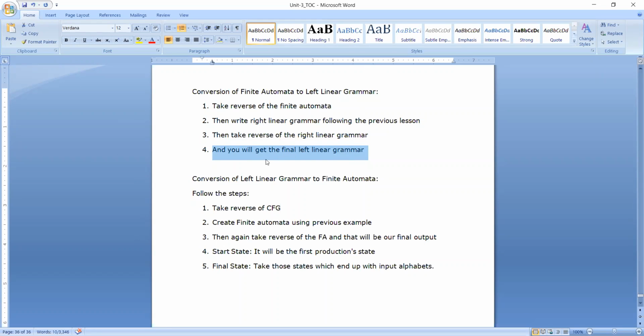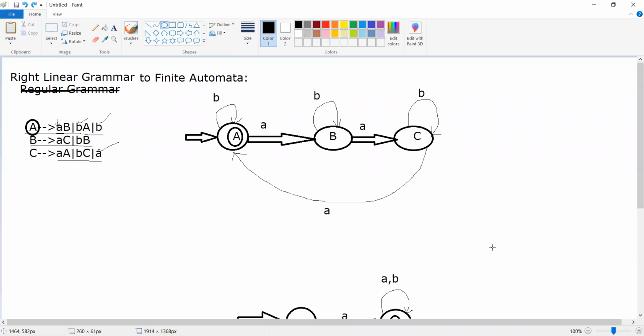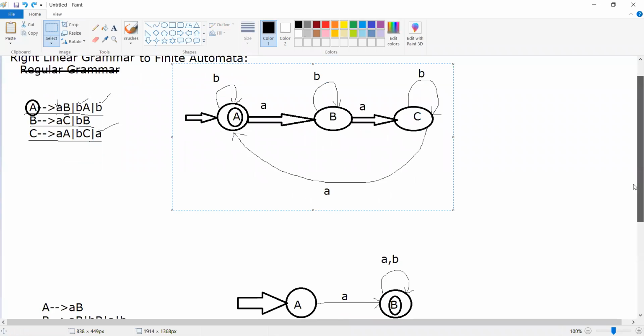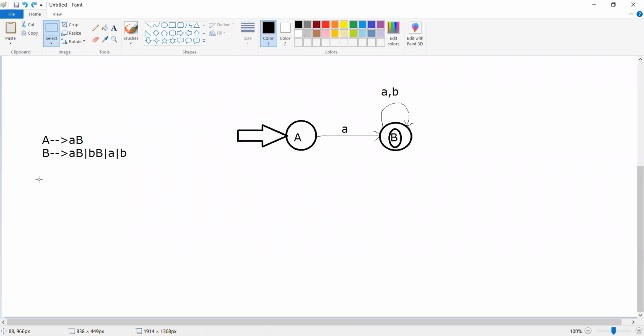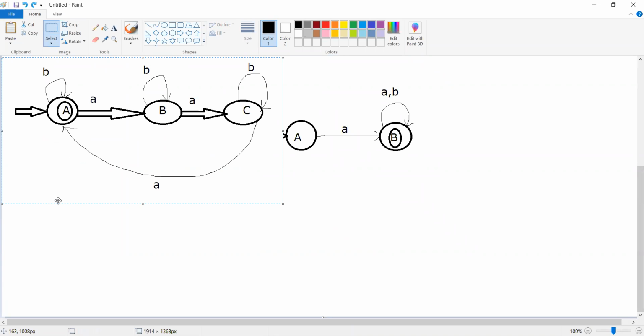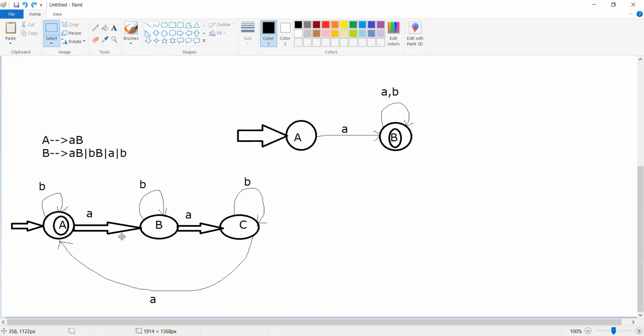Okay, now these are the steps that we are going to follow. Now let us see an example. Let us take this example and try to convert it into the left linear grammar. So this is our finite automata. This finite automata will be converted into the corresponding left linear grammar.